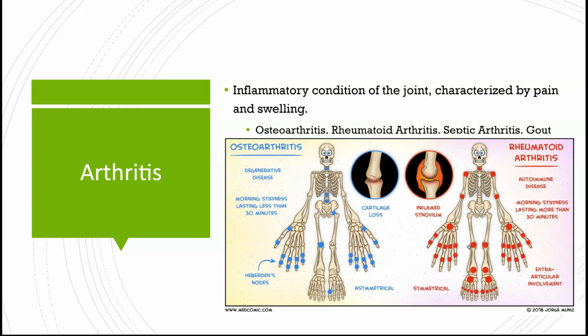Rheumatoid arthritis, on the other hand, is an autoimmune disease that attacks the joints. It causes an inflamed synovium. Every movable joint has what's called synovial fluid inside the joint. That fluid is in a little capsule, and it helps allow joints to glide.